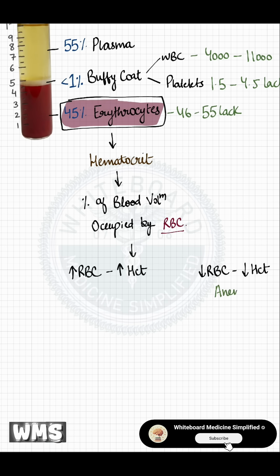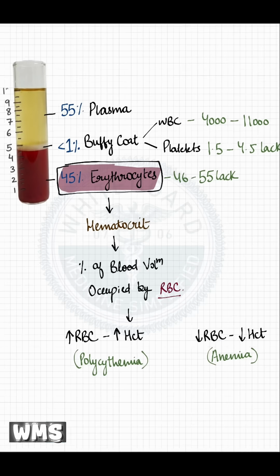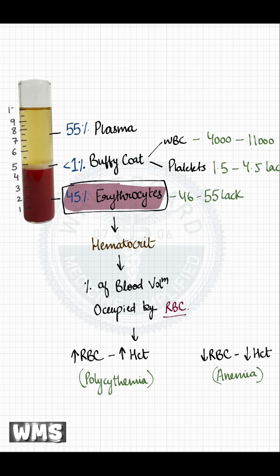So in case of anemia, the RBC count drops, the hematocrit also drops, and in polycythemia, the RBC count is high, the hematocrit also rises. As we said, the RBC count directly affects the packed cell volume. But remember, this hematocrit is also affected by plasma volume.